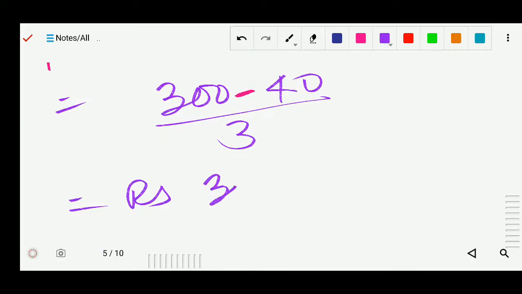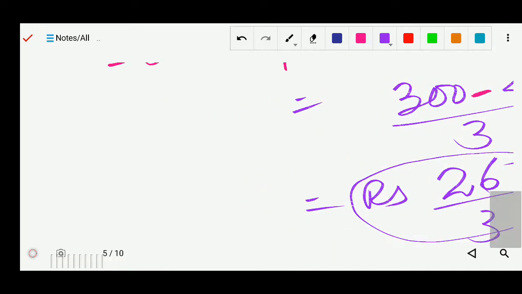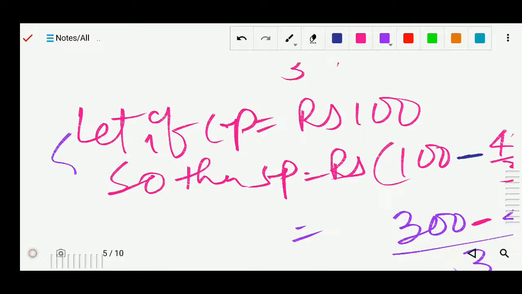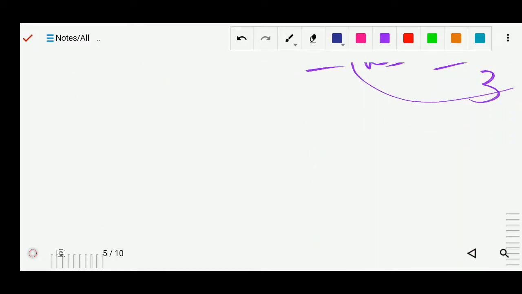300 minus 40, it will be 260 by 3. So this is the selling price, 260 by 3. So this assumption is over. These two, cost price and selling price, we have now. So now we will write in the form of unitary method.